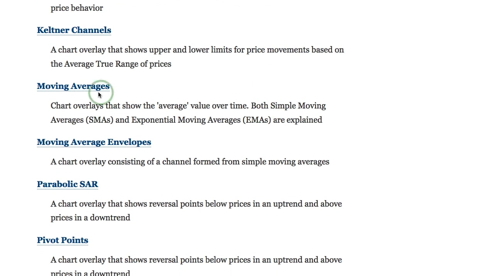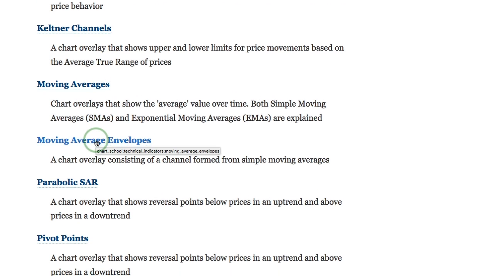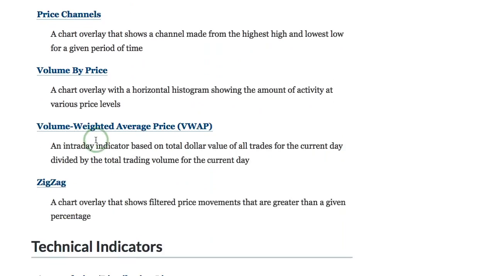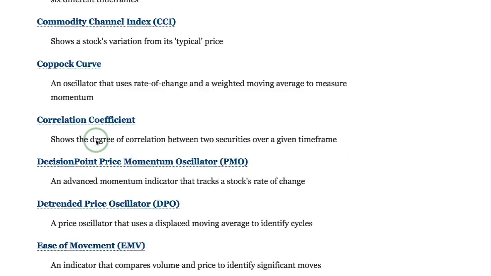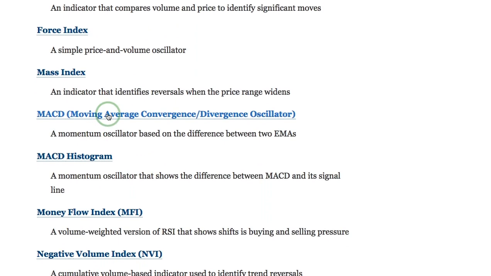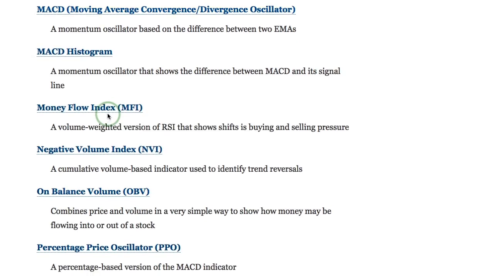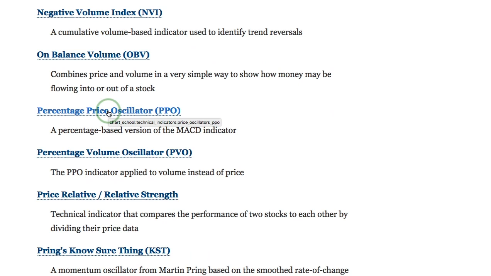All right, there we have moving average envelopes, another form of a trend following indicator. And you can scroll down and there you can see all the indicators with all the details on how to use them. There's MACD. And if you want to know the difference between MACD and the PPO, you can read about the PPO as well.